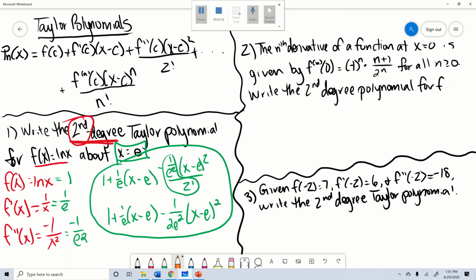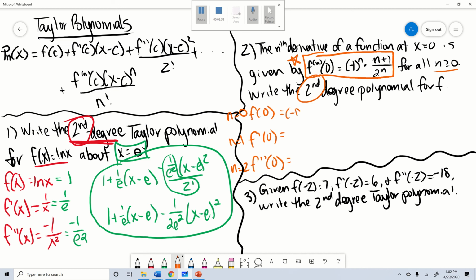Now this question 2 over here is really even the same concept, but what it does is it gives you just a general formula for whatever the derivative is. So this is true for everything n greater than or equal to 0, and we want again the second degree Taylor polynomial. So that means we need f of 0, we need f prime of 0, and we need f double prime of 0. Now for f of 0, that means we haven't taken any derivatives yet, so that would mean n is equal to 0. First derivative is n equal to 1, second derivative is n equal to 2.